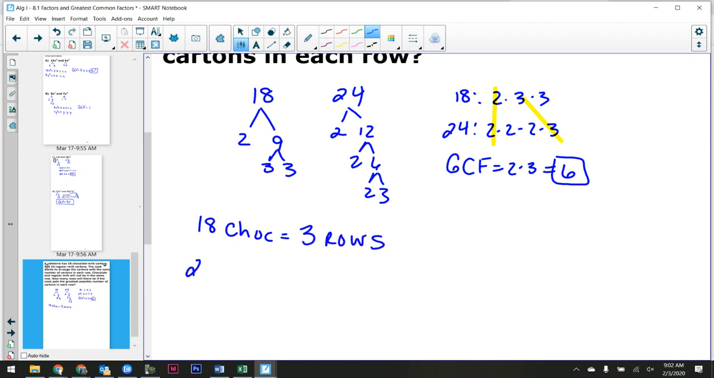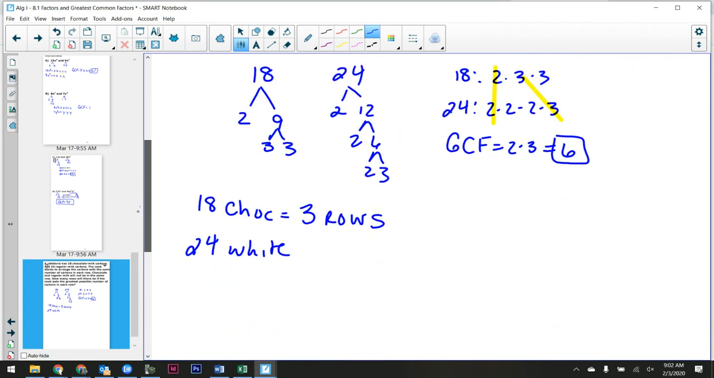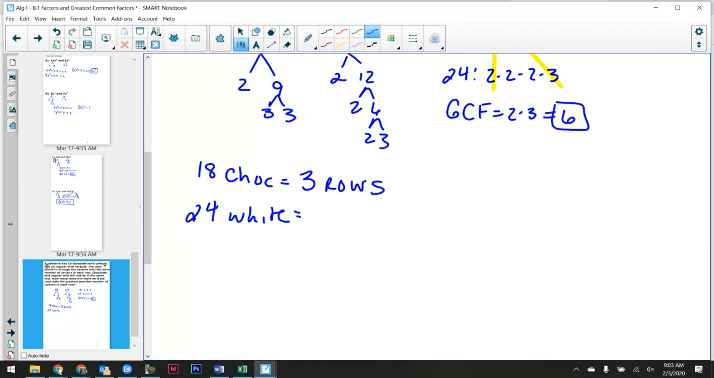If I've got 24 regular milk, and I have 6 in each row, how many rows are there going to be? 4, right? How many total rows do I have? 7 rows. That's my answer.